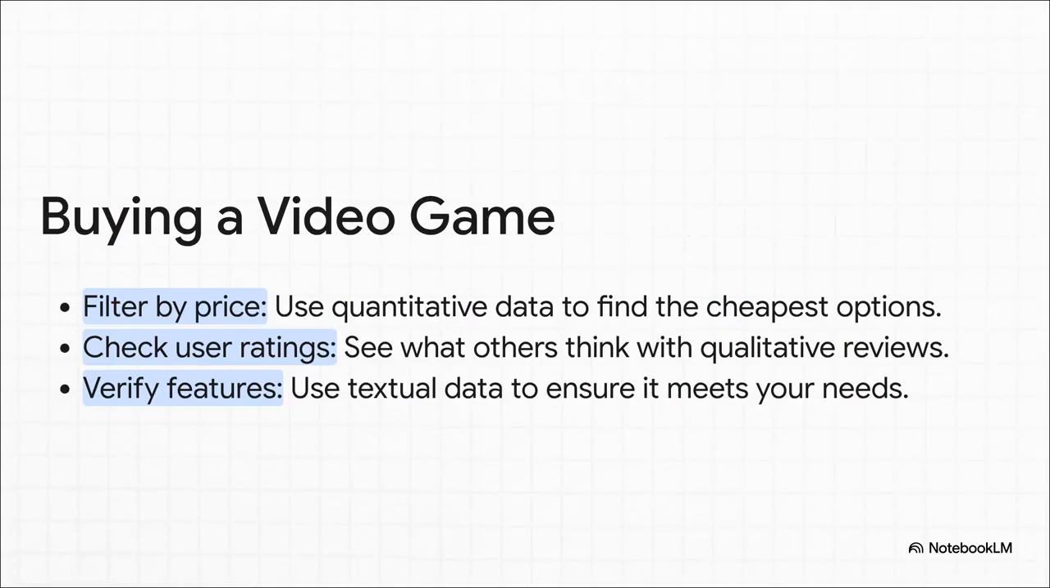Let's make this real, because you use these skills every day without even realizing it. Imagine you're buying a new video game online. First, you use quantitative data when you filter everything by price. Then, you use a mix of both when you check user ratings. You've got the quantitative star rating and the qualitative written reviews. And finally, you scan the textual data in the product description to make sure it has all the features you're looking for. See, you're already way more data literate than you probably thought.